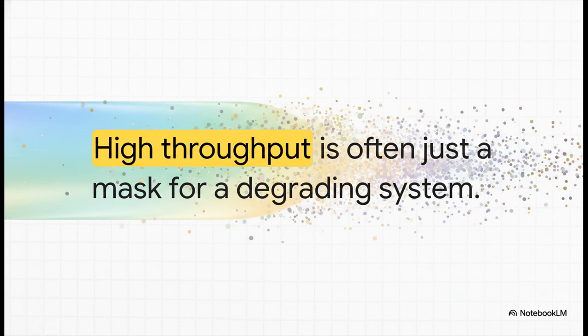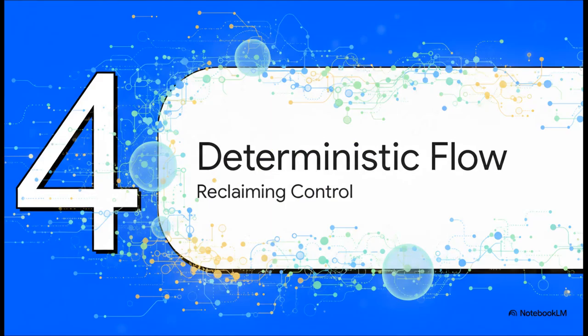So, the crucial point is this. High throughput is often just a mask for a degrading system. You might be processing a million requests a second, sure, but if the context switching required to achieve that creates micro-stutters that ruin the real-time experience of your users, well, then your high throughput metric is actually a symptom of a failing architecture.